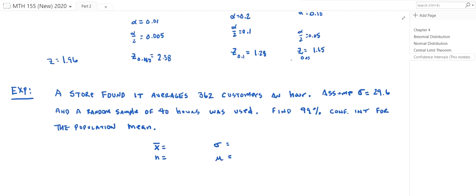Okay, take a second here and fill in these values. We're going to need them to calculate our confidence interval. Did you get this for sigma, for x bar? For x bar, our average was 362, and n was 40 hours. The population standard deviation, sigma, was 29.6. And for the population mean, well, we don't know that. That's what we're trying to figure out.